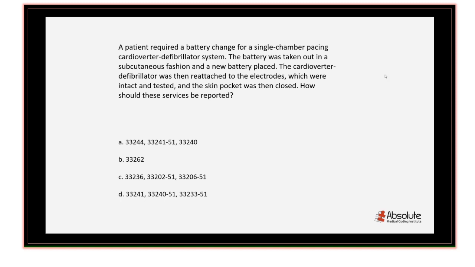A patient required a battery change for a single chamber pacing cardioverter defibrillator system. The battery was taken out in a subcutaneous fashion and a new battery placed. The cardioverter defibrillator was then reattached to the electrodes, which were intact and tested, and the skin pocket was then closed. How should these services be reported? You have 2 minutes and your time starts now.